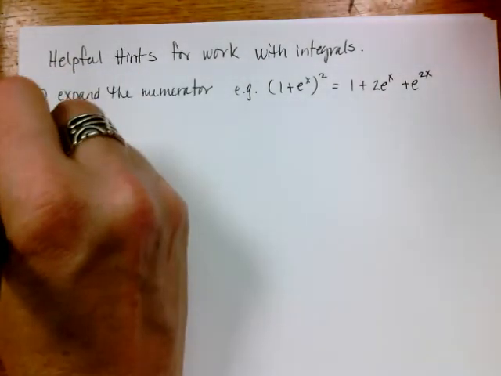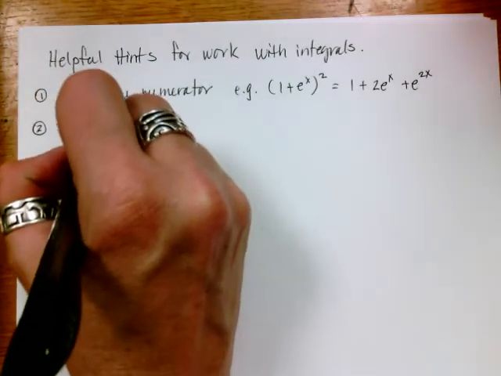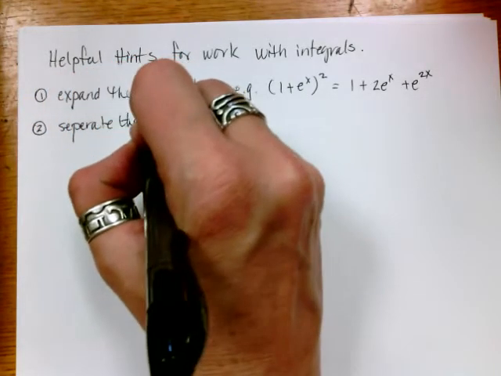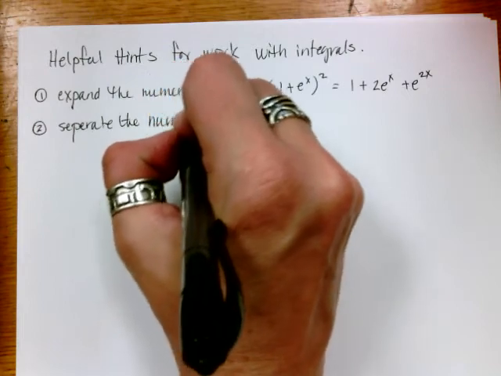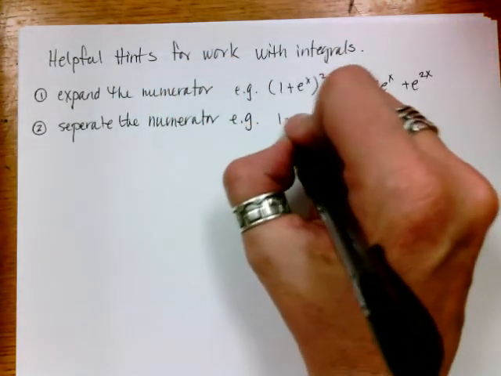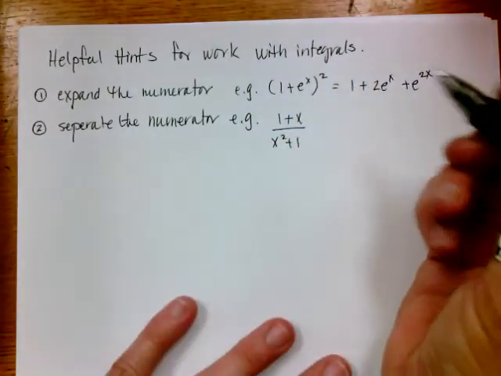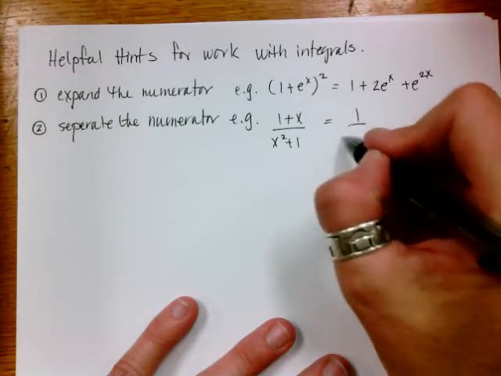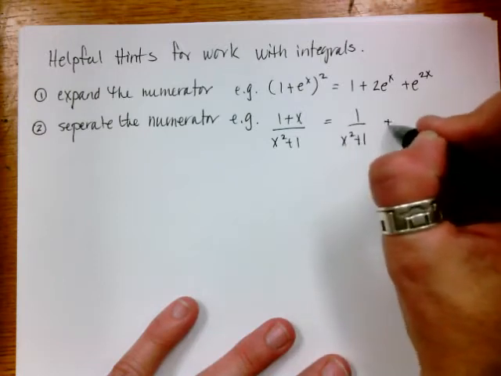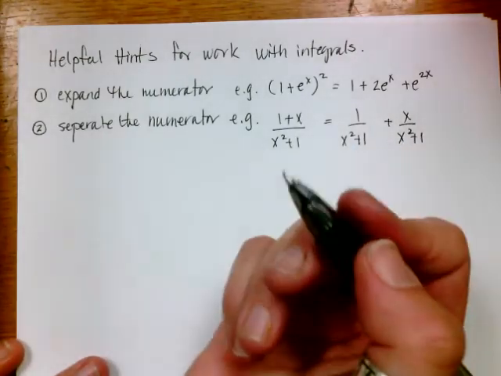All right, your second helpful hint would be to separate the numerator. So an example might be (1 plus x) over (x squared plus 1). I could separate that to be 1 over (x squared plus 1) plus x over (x squared plus 1). And then I could integrate that.